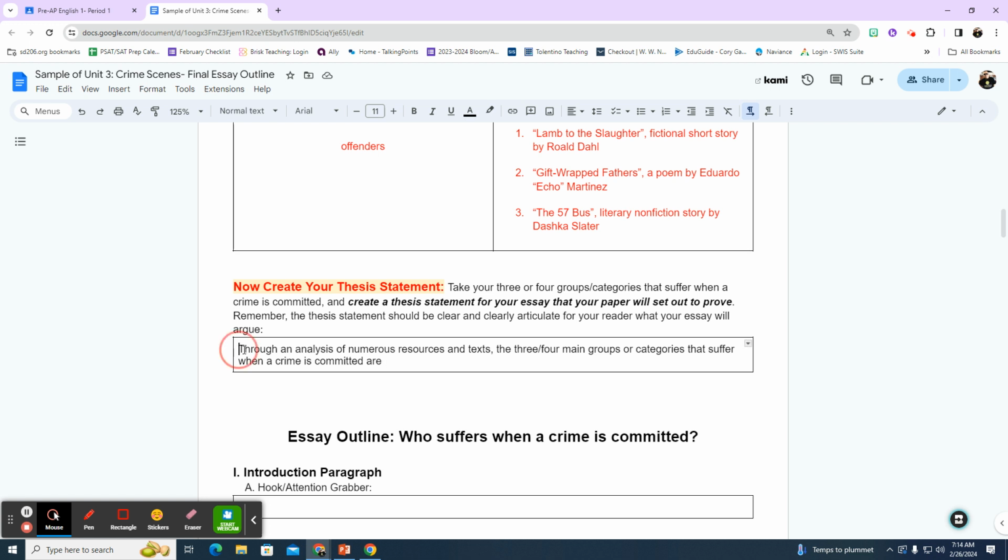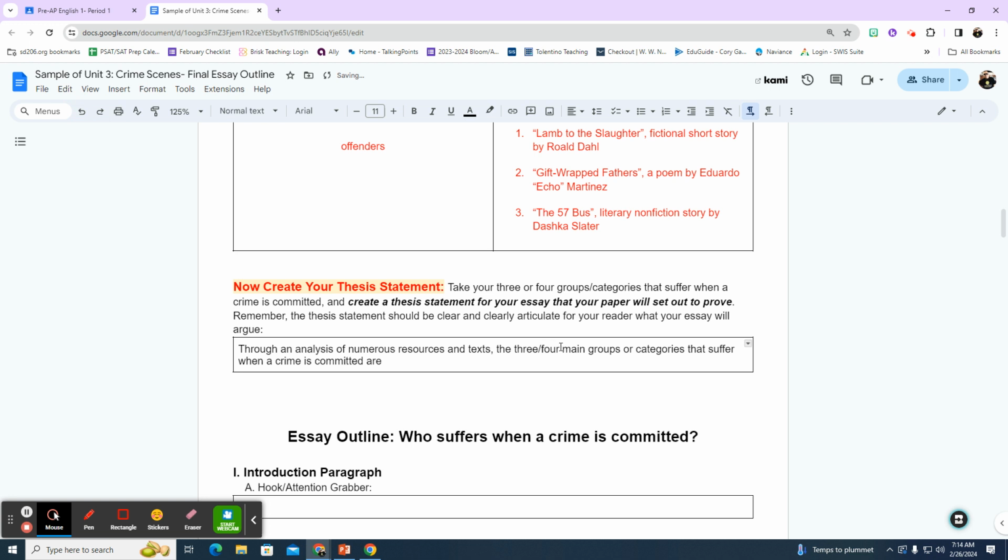So it says, through analysis of numerous resources and texts, the three or four main groups or categories that suffer when a crime is committed are. Now, I'm writing about four. So the first thing I want to do is get rid of the three. So I'm going to go ahead and delete that and get rid of the three.